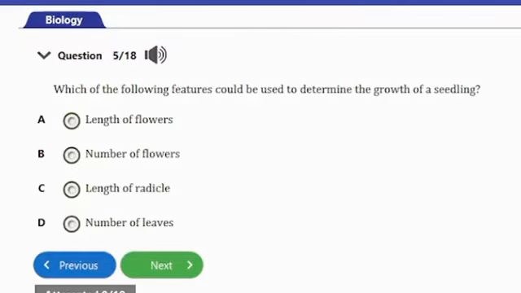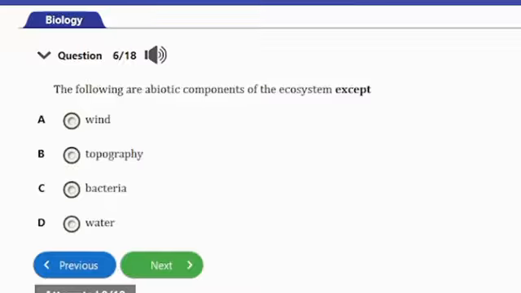Question number 5 here. It says, which of the following features could be used to determine the growth of a seedling? A. length of flowers, B. number of flowers, C. length of radicle, and D. number of leaves. So guys, the answer to this question is option C here, and that's the length of radicle. The length of radicle is the factor that is used in the determination of the growth rate of a seedling. So that's it for that question. Let's go ahead and consider the next question.